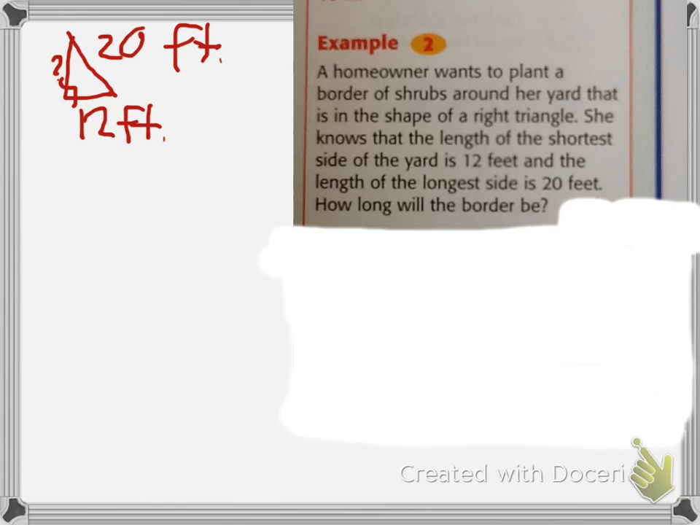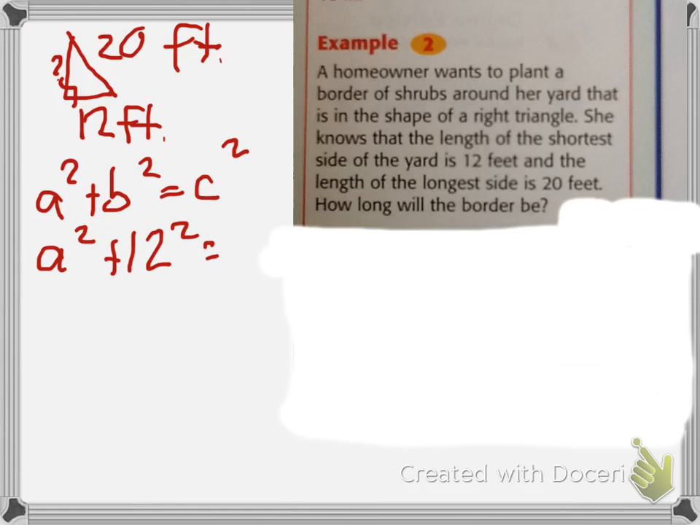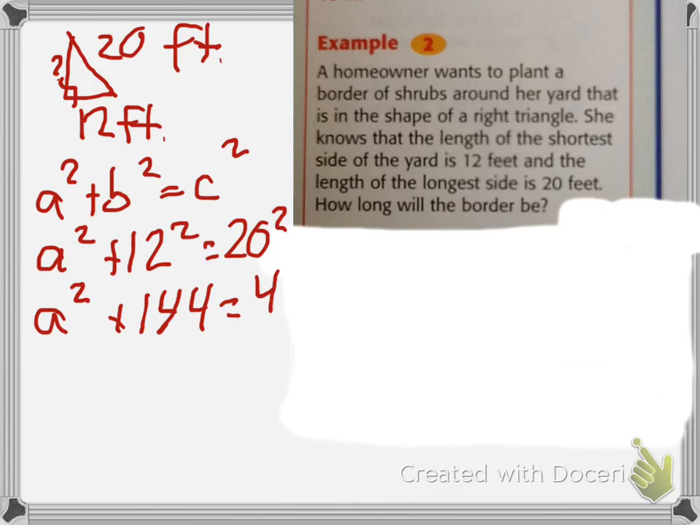What is that missing side? Let's use the Pythagorean theorem again. A squared plus b squared equals c squared. A squared, let's leave that as our unknown. B squared, 12 squared equals 20 squared. A squared, we're going to leave it. It's our variable. We can't touch it yet. 12 squared is 144. And 20 squared is 400.